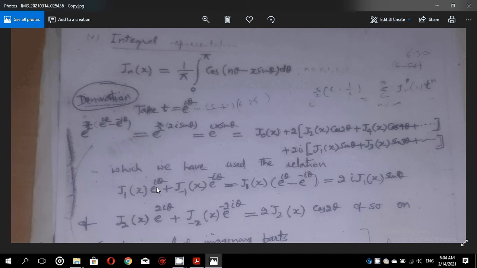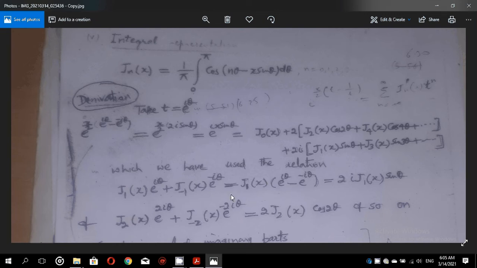If you write J_1(x) e to the power i theta, that is the term corresponding to n is equal to 1, and if you pair it with the term corresponding to n is equal to minus 1, you get J_minus1(x) e to the power minus i theta, and this is equal to J_1(x) times (e to the power i theta minus e to the power minus i theta), because J_minus1(x) is equal to minus J_1(x), which is the parity property of Bessel's function.